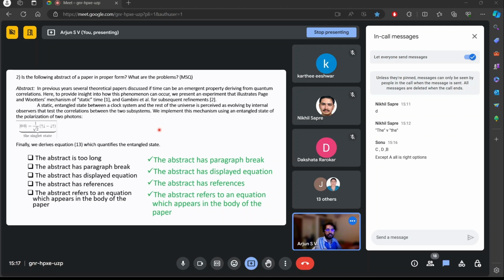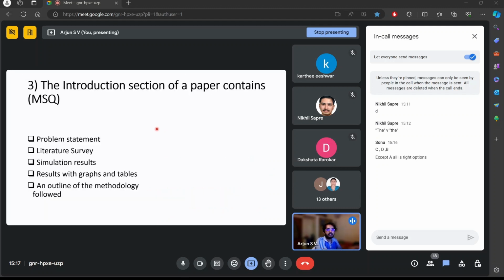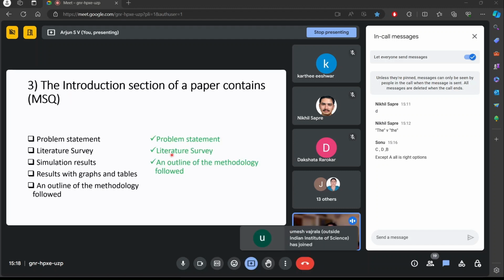Okay, if no one has any doubts, I'll go to the next question. The introduction section of a paper contains, it's a multiple select question. The title itself suggests it. So the introduction should have whatever problem you're trying to solve, whatever people have done in the past to support your problem statement, and then an outline of whatever you are going to do. So it will be problem statement, literature survey, and an outline of the methodology followed.